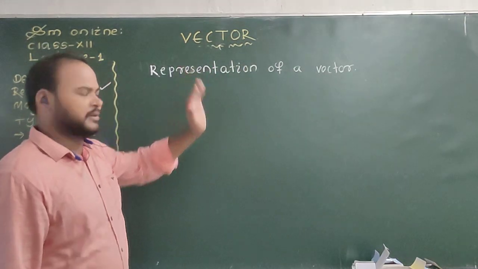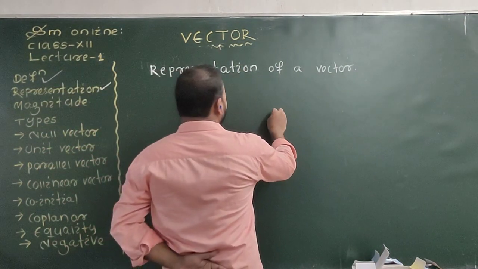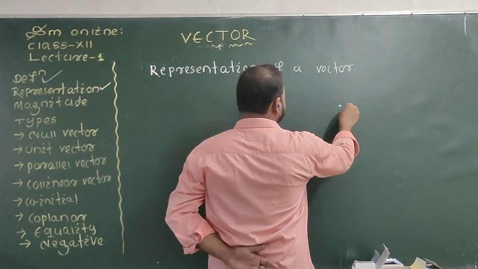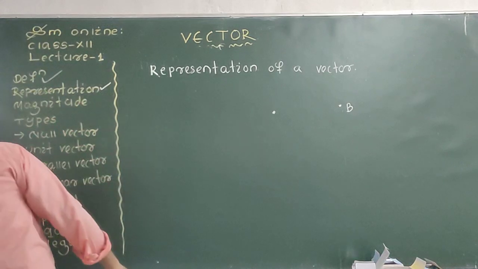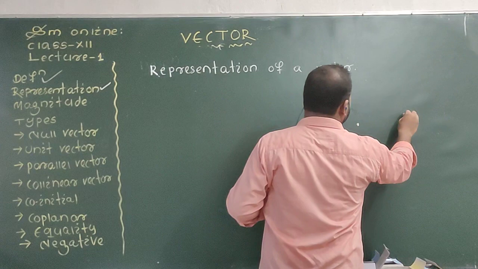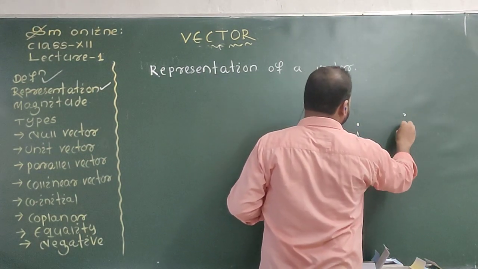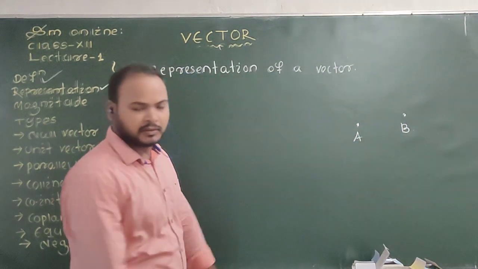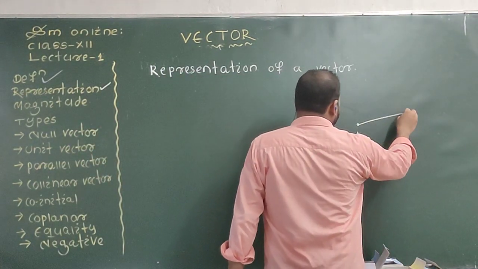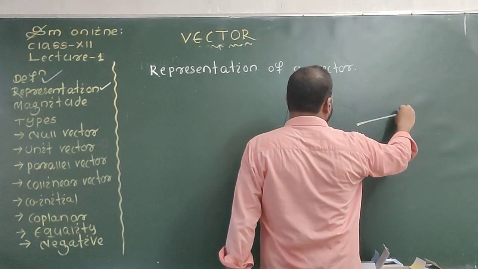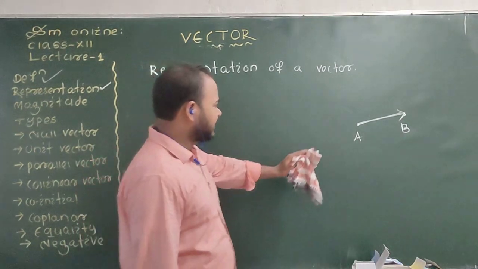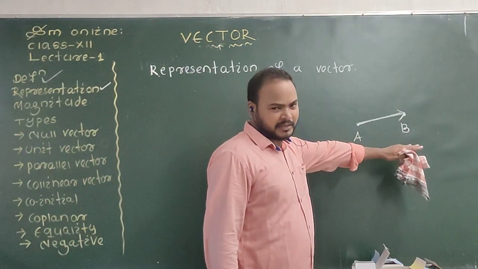Final point. Okay, suppose this is the point A and this is the point B. A line is joined to the points A and B, and this is called AB vector.